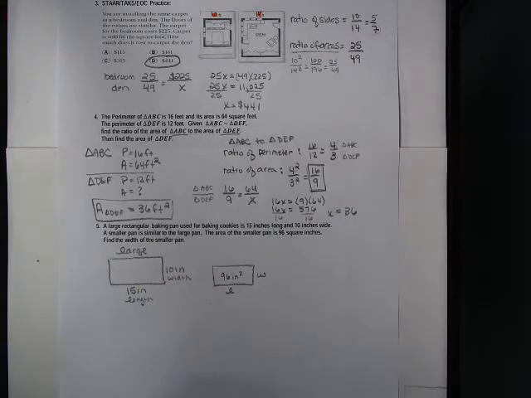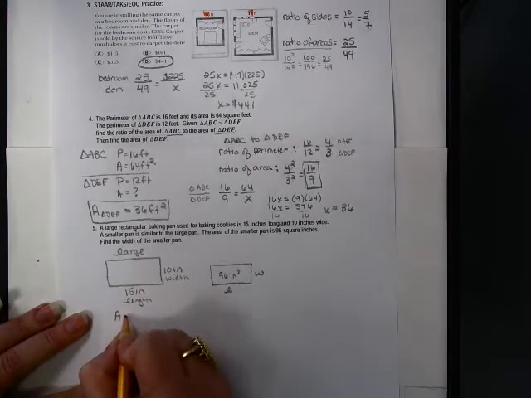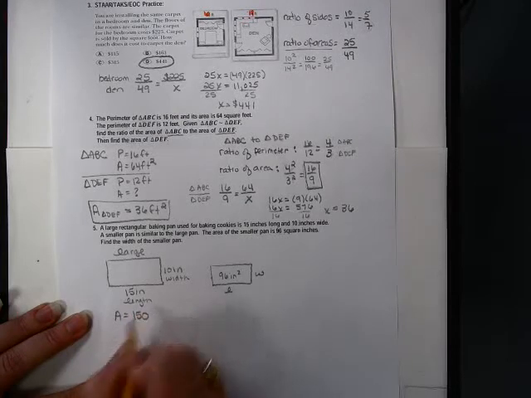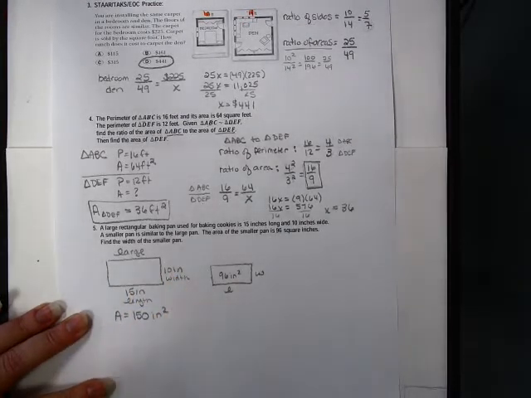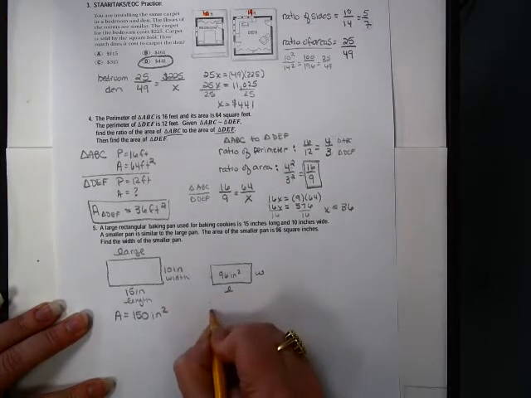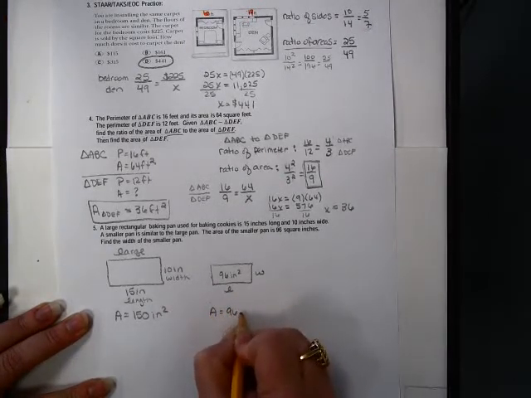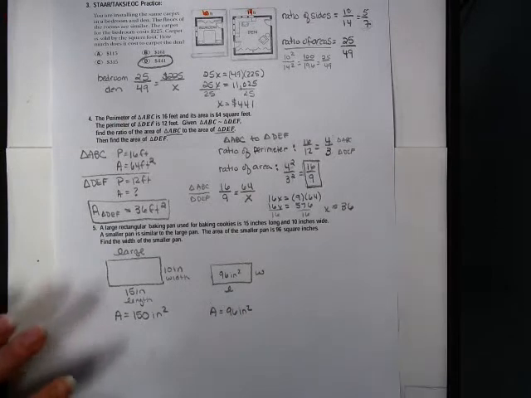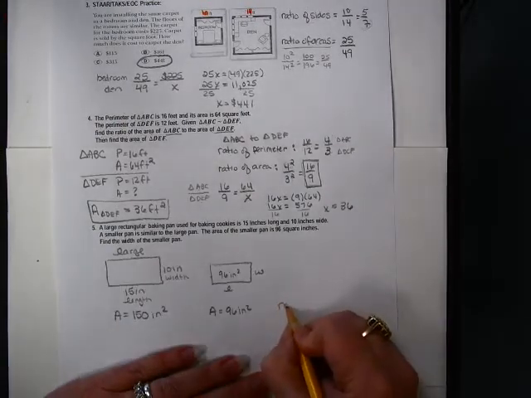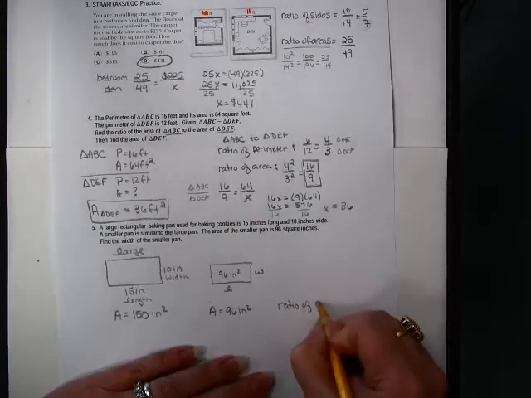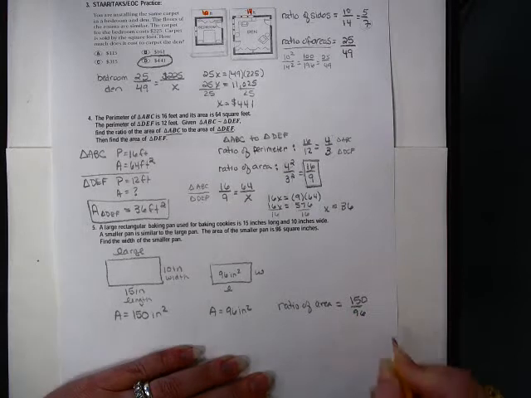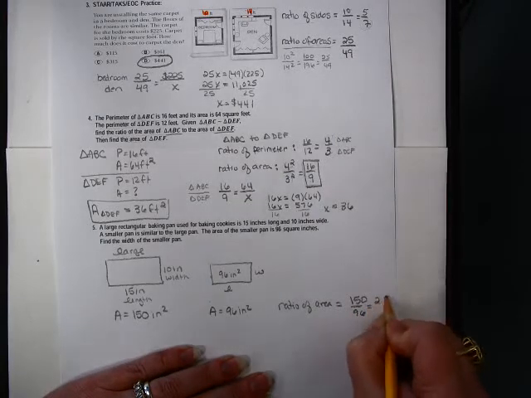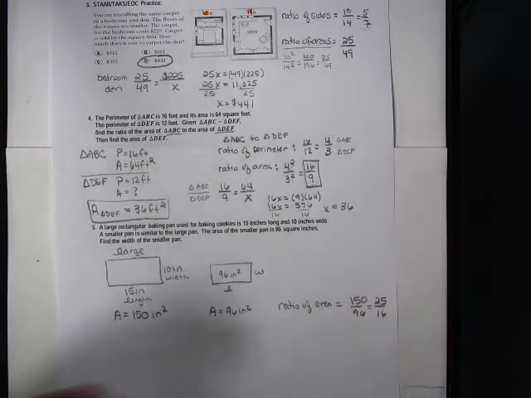Okay, so what's the area of the large pan? Well, that times that is 150, so 150 inches squared. And we already know this one, the area of this one is 96 inches squared. So the ratio of the areas is going to be 150 to 96, and when I reduce that, I get 25 over 16.